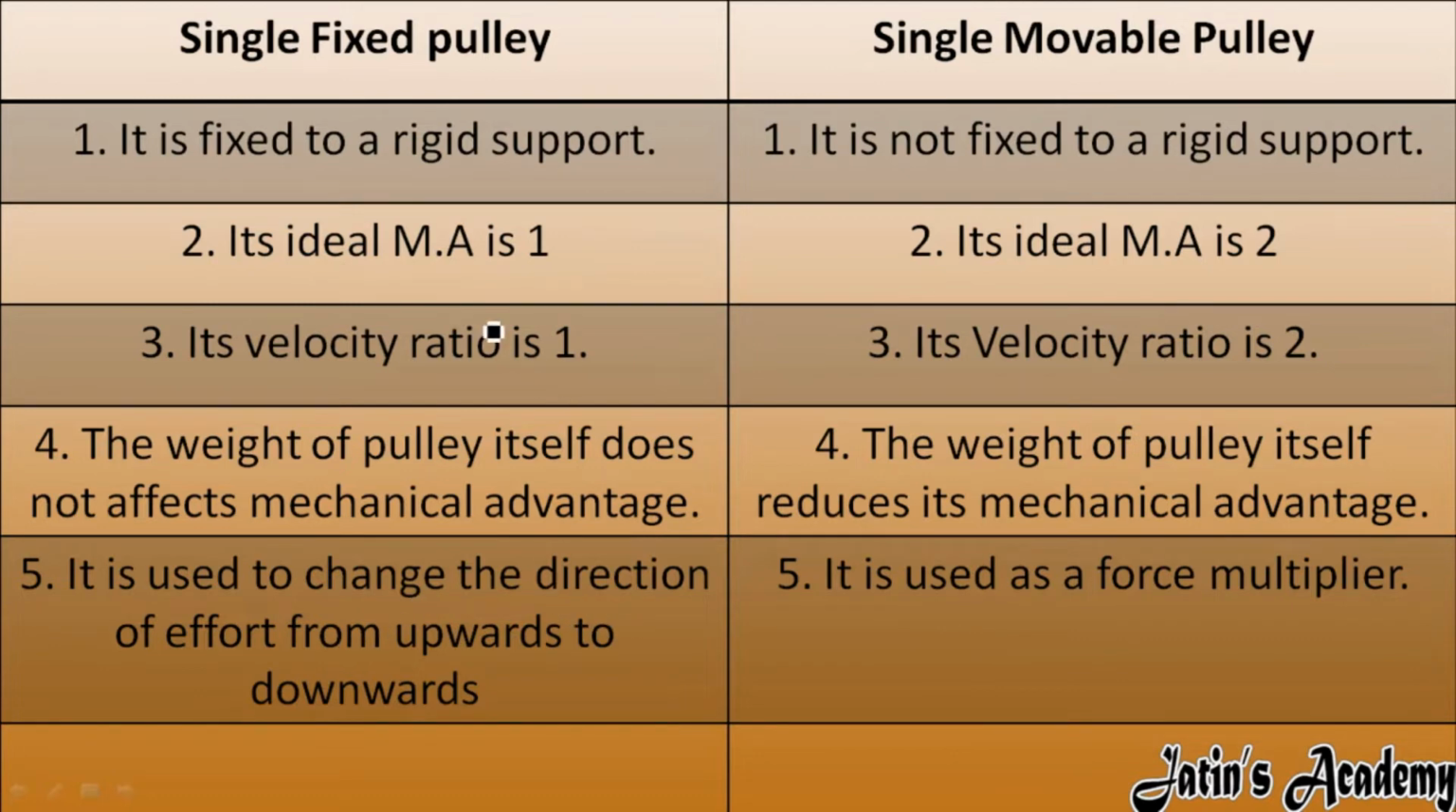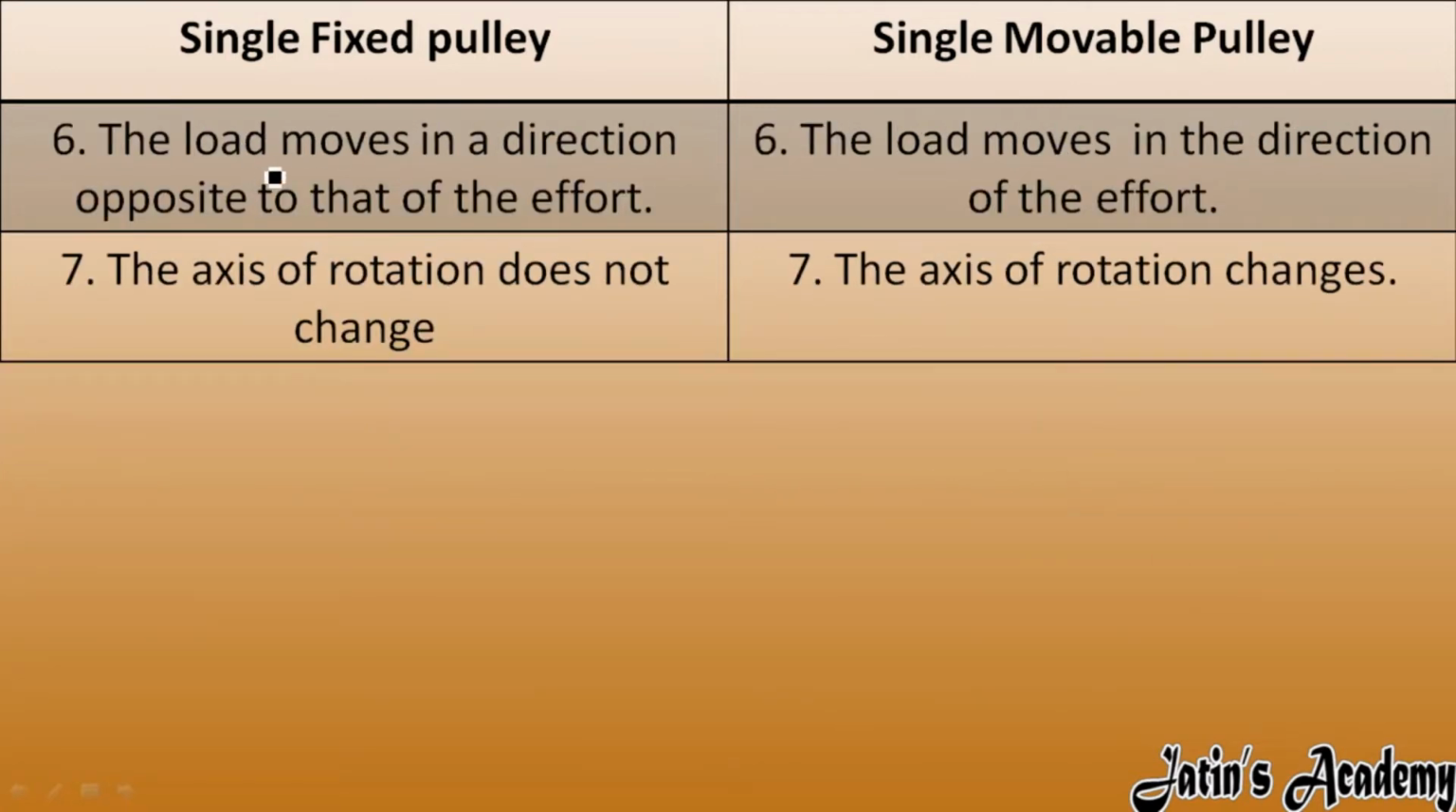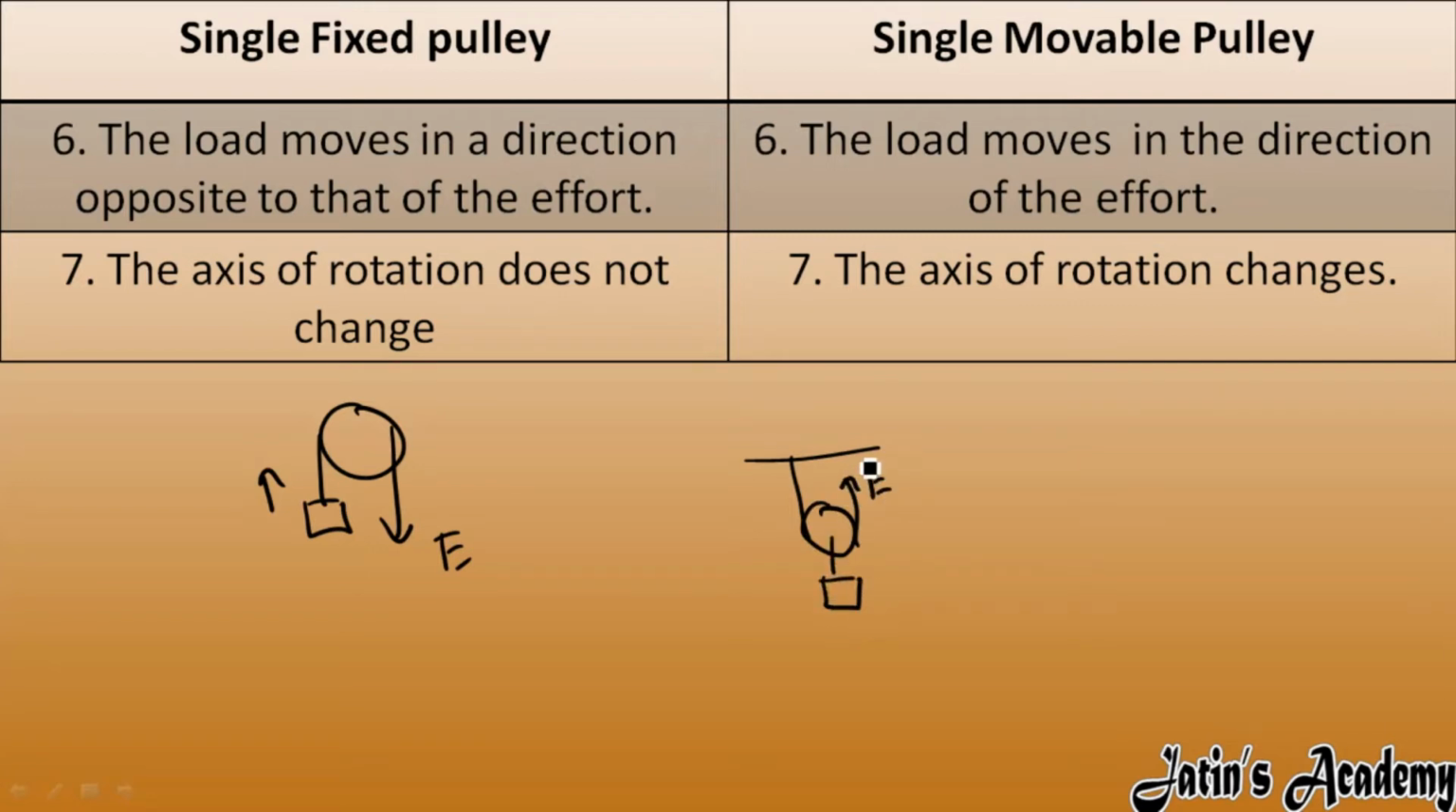Next we have the change of direction. Here the single fixed pulley is used to change the direction of effort from upward to downward, but a single movable pulley acts as a force multiplier. Next, the load moves in the direction opposite to that of effort. Carefully see, here we are applying effort in the downward direction and load is raised in the upward direction. So load moves opposite to the direction of effort. But in the single movable pulley, you are applying the effort in the upward direction and load is also moving in the upward direction. So load moves in the direction of effort.